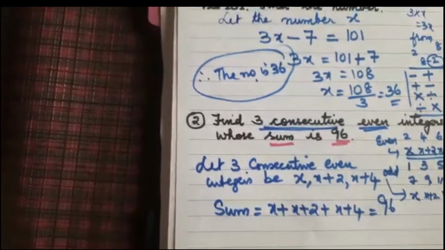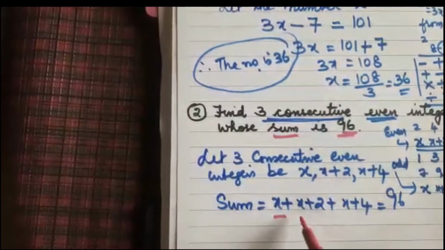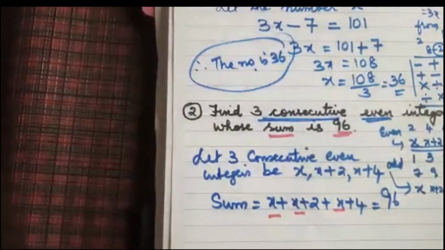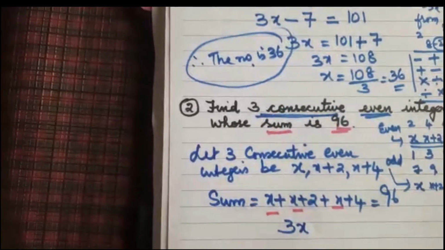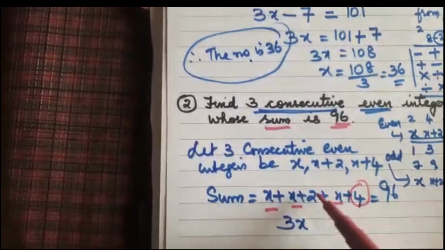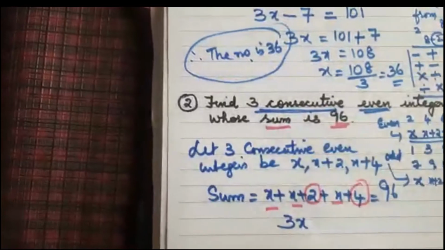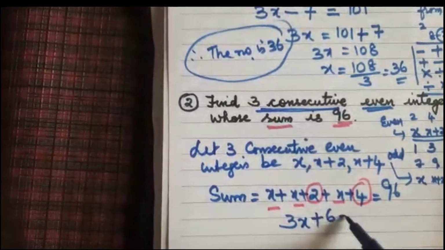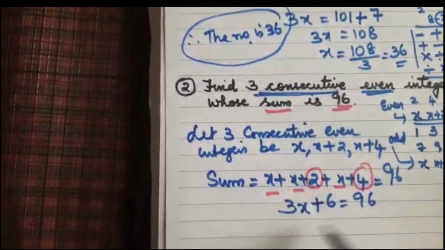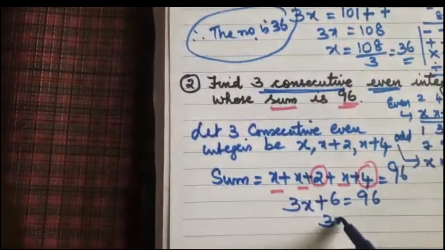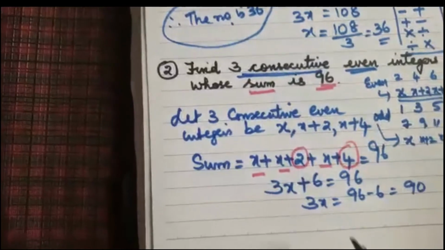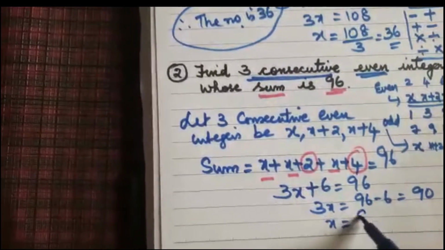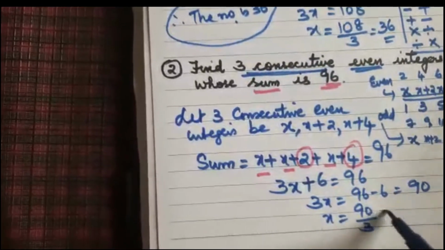So how many x's are there? 1, 2 and 3. So I will put it as 3x. Then which are the numbers here? The numbers are 4 and 2. 4 plus 2 is 6. So 3x plus 6 equals 96. Now this is an equation. This can be solved. So 3x equals 96 minus 6. That is 90. So how much is x? Multiplication will become division. So it is 30.